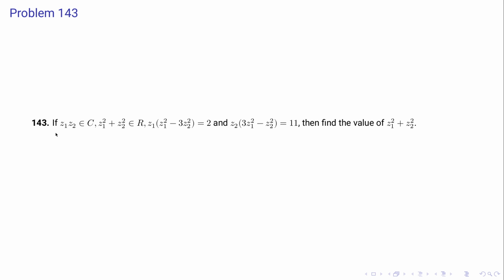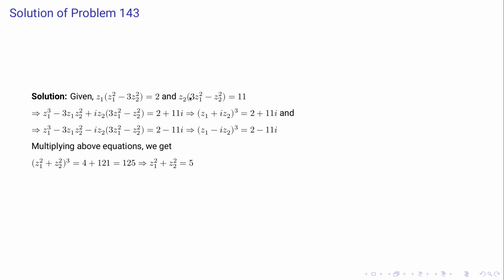Problem 143 says that if Z1 and Z2 belong to the complex number set, Z1 square plus Z2 square belongs to real numbers, and we are given two equations, Z1 into Z1 square minus 3Z2 square is equal to 2 and Z2 into 3Z1 square minus Z2 square is equal to 11, then we have to find the value of Z1 square plus Z2 square. So we have two equations.